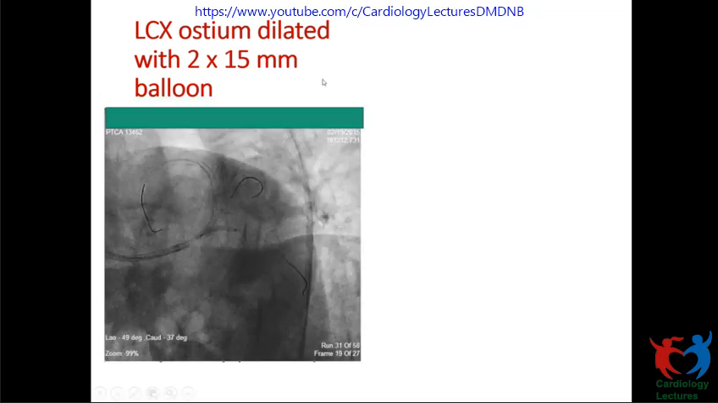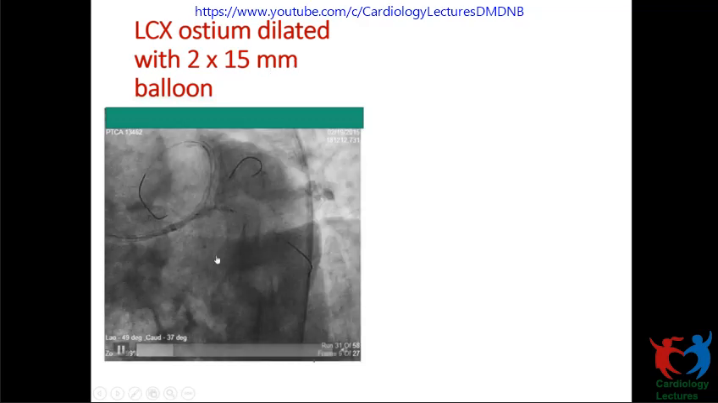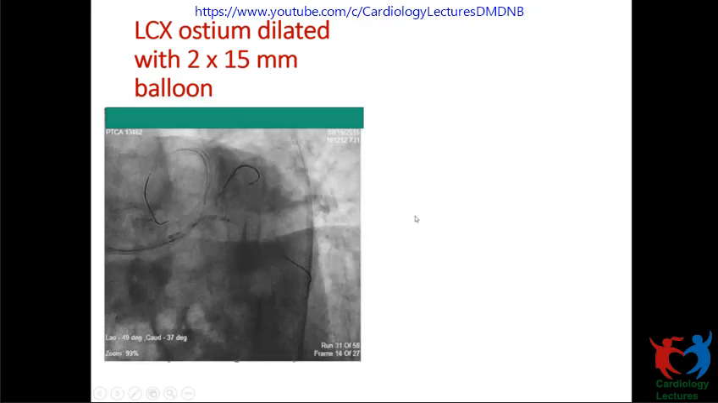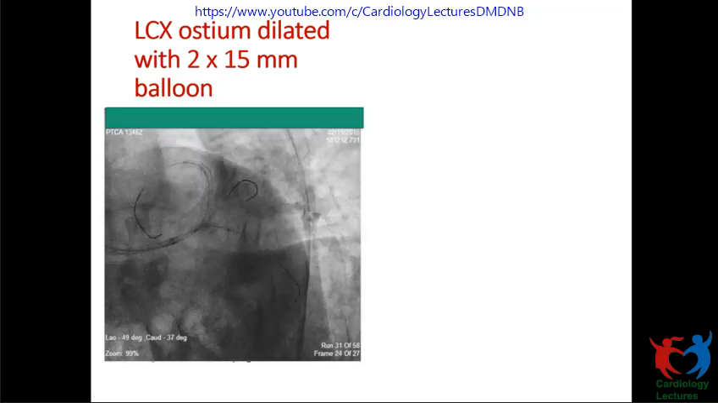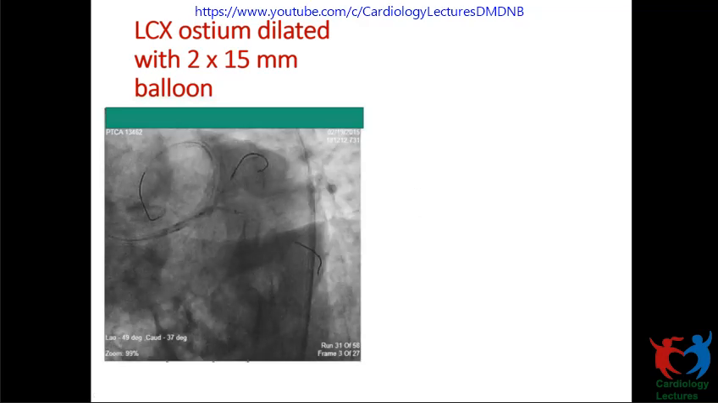So our balloon also went easily to the LCX ostium. And at this point, I think we can discuss passing into the side branch through the distal strut or proximal strut.